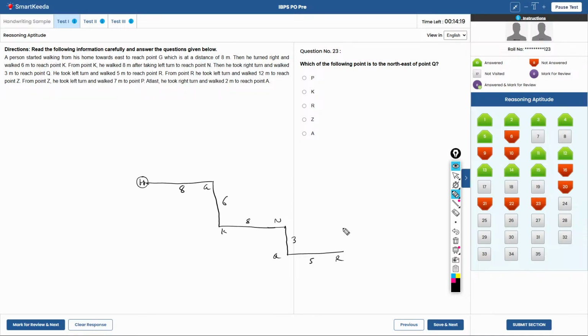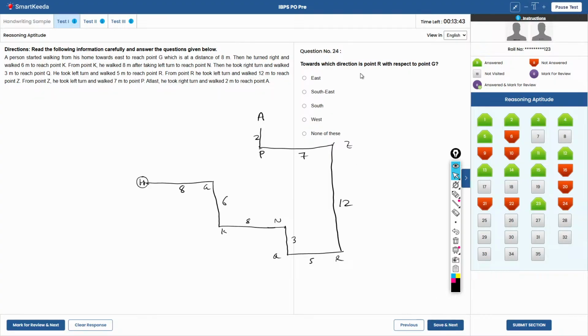At R, left turn, walked 12 meters somewhere to reach point Z. From point Z he took a left and 7, so 7 means somewhere around here. At last he took a right turn and walked 2 meters more to reach point A. So what is the following? The following point is northeast of Q. Northeast, so Z only. Towards which direction is R with respect to G? R is in the southeast.